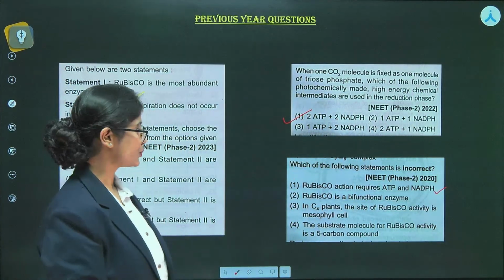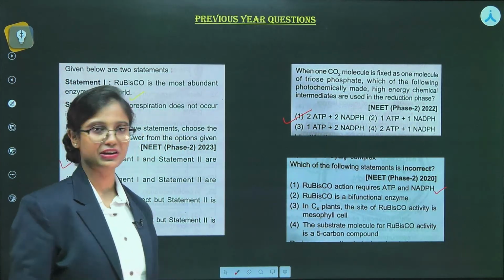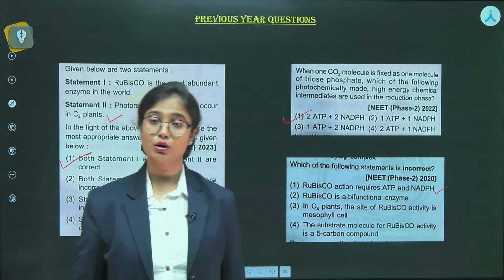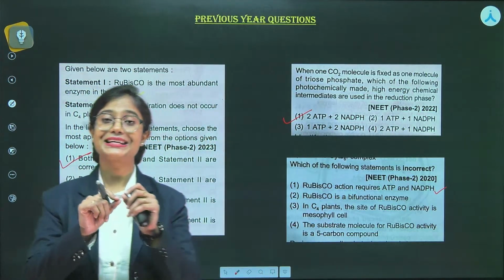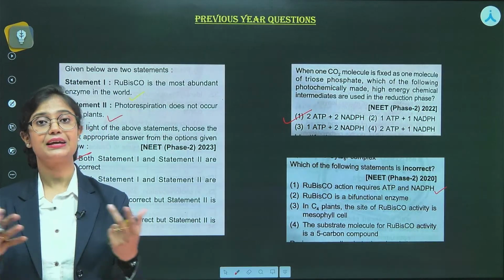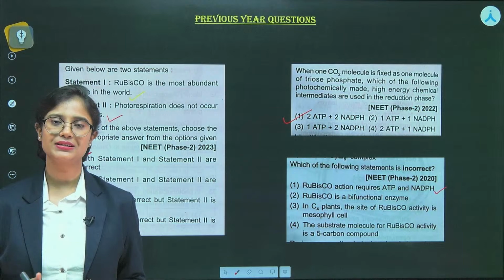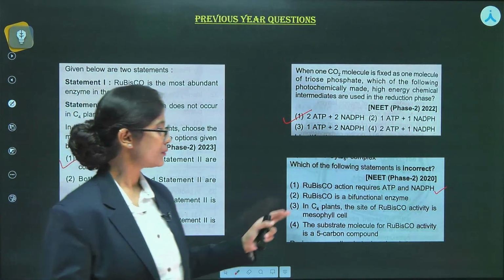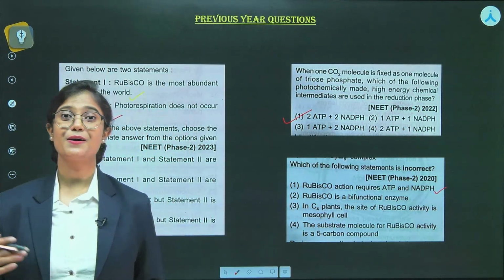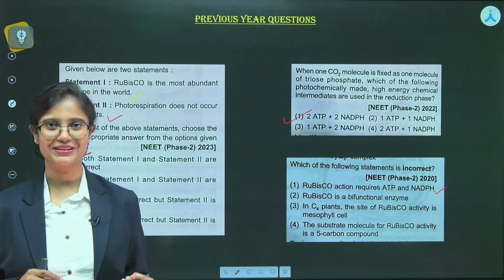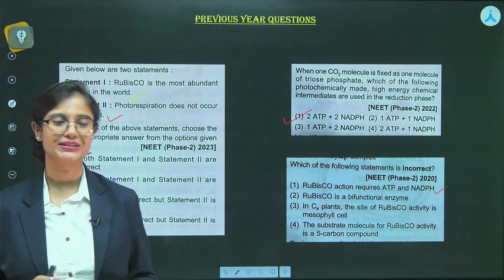Now let's see the next one which says Rubisco is a bifunctional enzyme. Yes, it is also correct. Why? Because if we expand the name of the enzyme itself, that is Rubisco, ribulose bisphosphate carboxylase oxygenase, then we can see that yes, it is bifunctional. इसके पास दो activity हैं, oxygenase की भी और carboxylase की भी.